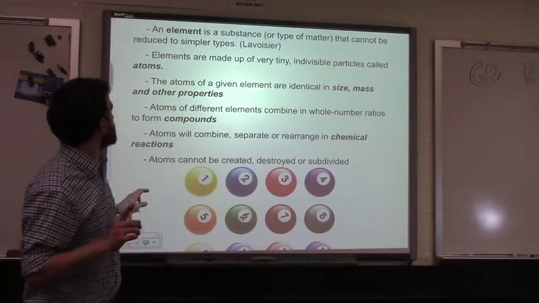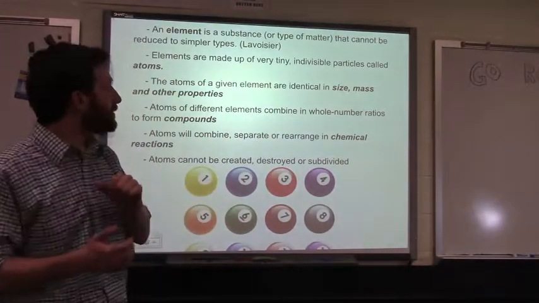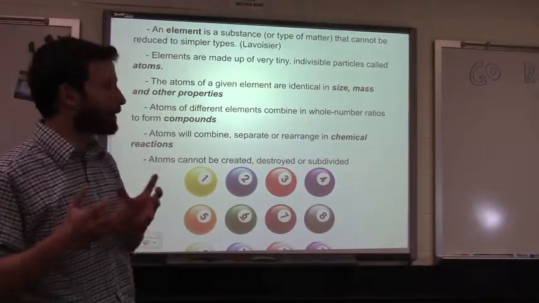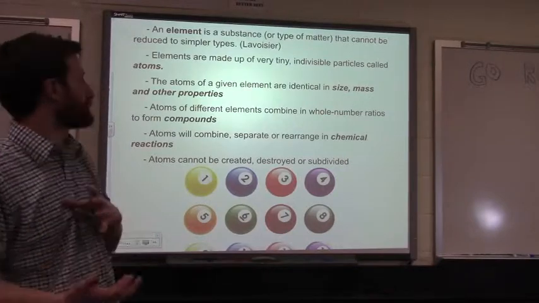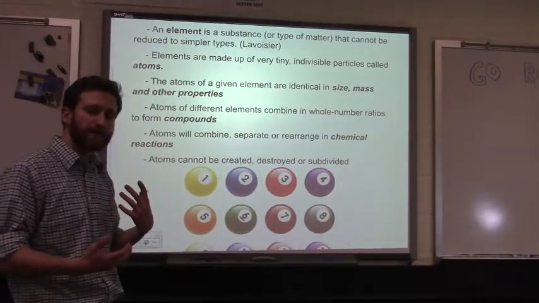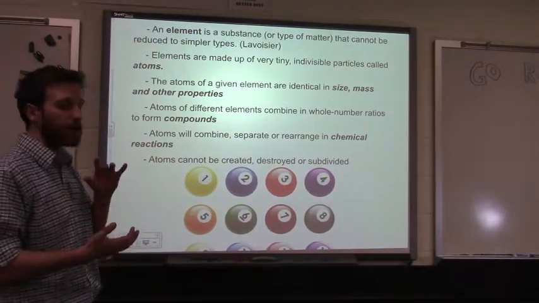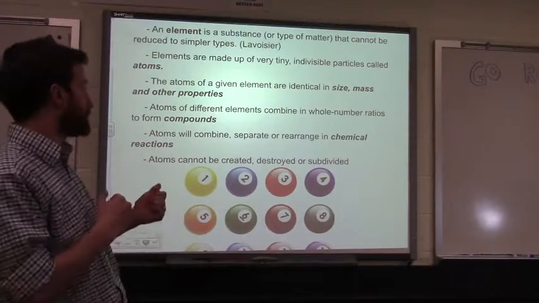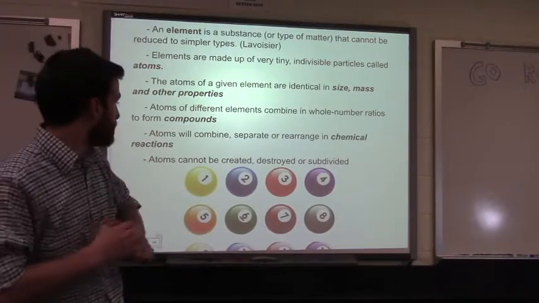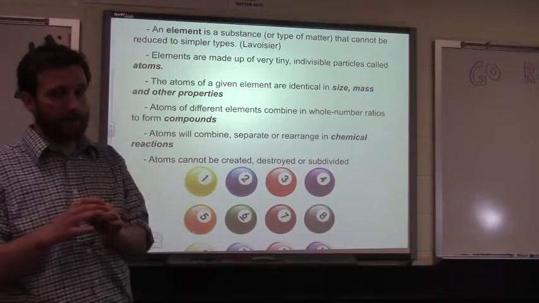The atoms of a given element are identical in size, mass, and other properties. Atoms of different elements combine in whole number ratios to form compounds, and atoms will combine, separate, or rearrange in chemical reactions. Lastly, atoms cannot be created, destroyed, or subdivided.